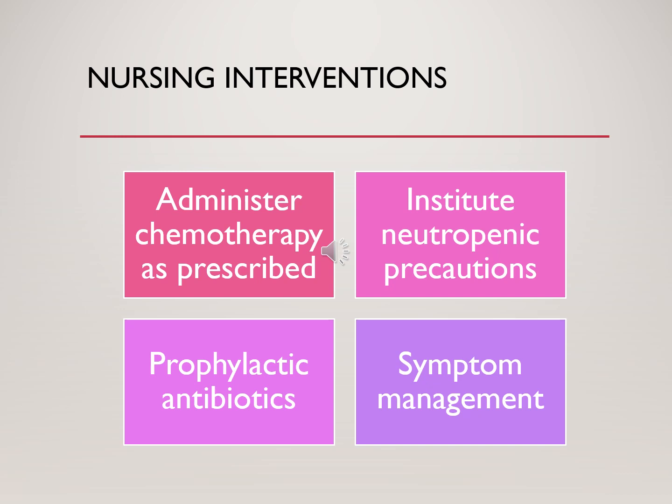Nurses are going to institute neutropenic precautions if needed. The patient needs to take extra precautions to prevent infection due to a low neutrophil count. We're also going to have the prophylactic use of antibiotics, antivirals, and antifungals as ordered. We're going to administer IV antibiotics, especially if the ANC is less than 1,000. It's imperative to start IV antibiotics immediately in order to prevent sepsis and possible death.